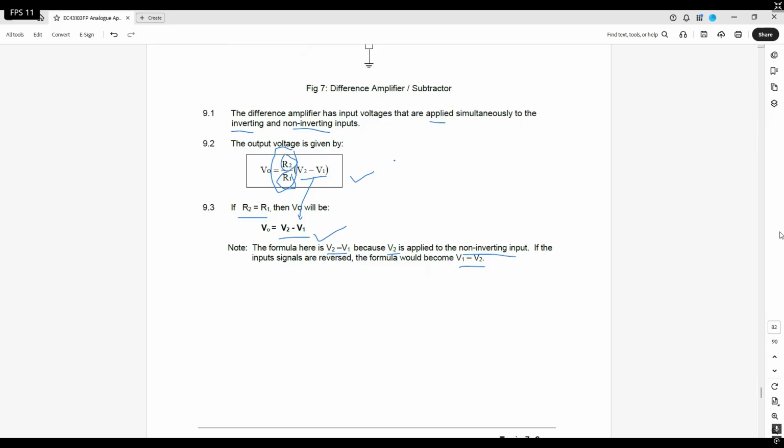Okay, any question first before we look at examples? Any question up to now, or regarding this difference amplifier or subtractor? No question? Okay, can move on.